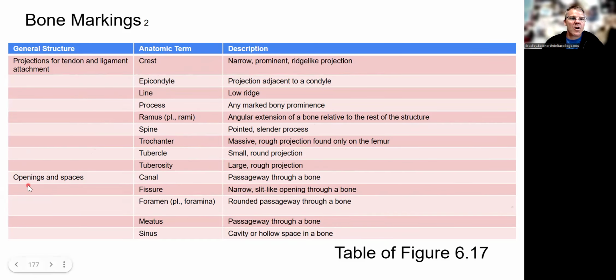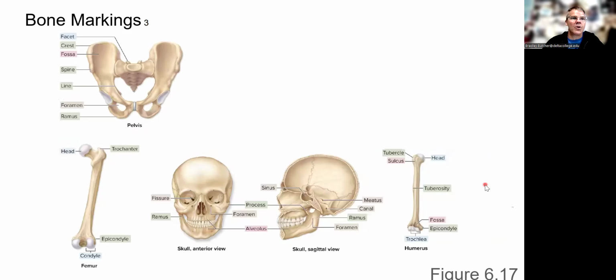And then you also have openings and spaces. So we have canals. This would be a literal passageway through the bone. A fissure is a narrow slit-like opening through the bone. A foramen is a rounded passageway through the bone. A meatus is a passageway through the bone. And a sinus is a cavity or hollow space in the bone. So let's go take a look at some bones, see what we see here.